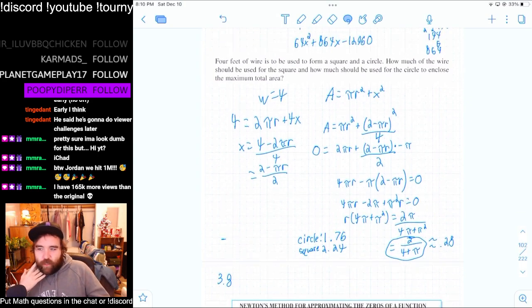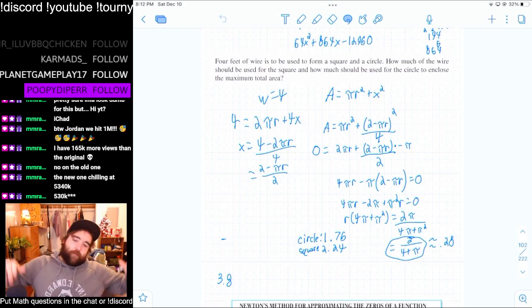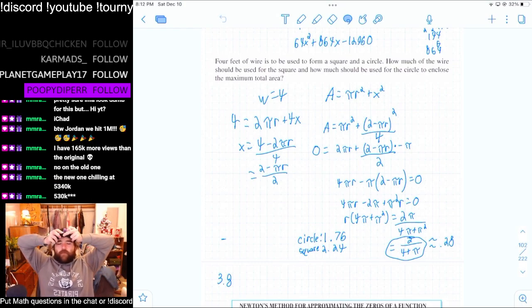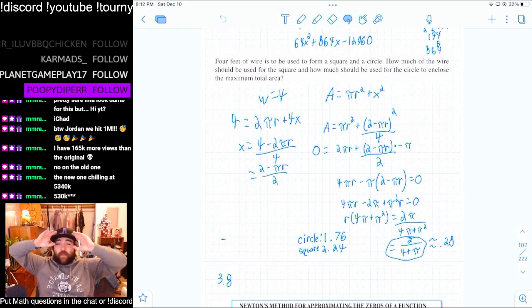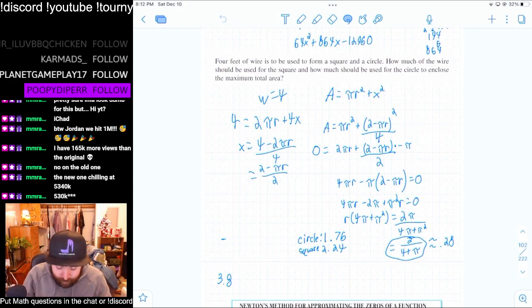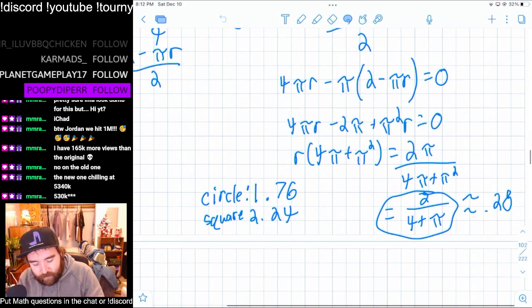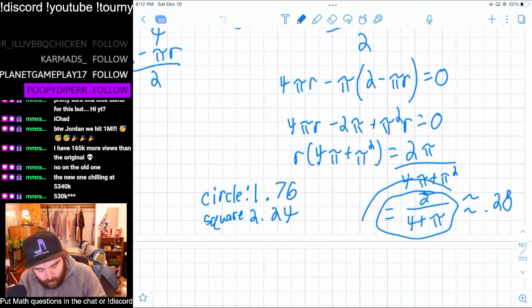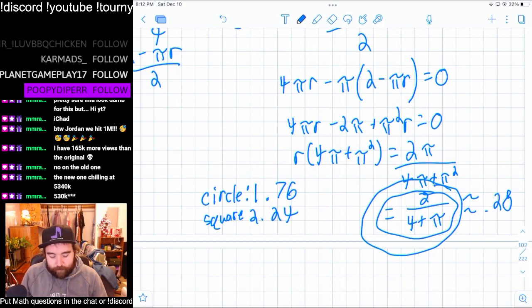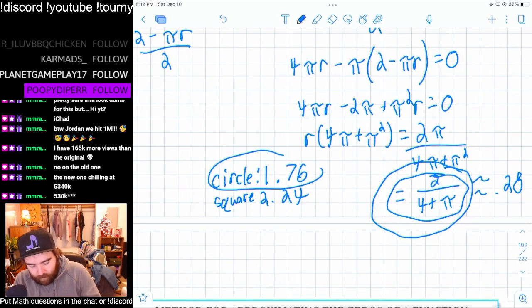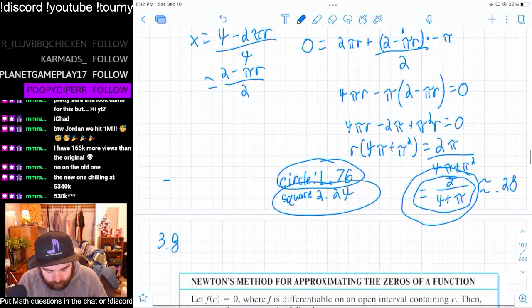Let me pause. I'm going to go look at the answer real quick. All right. So we did all of this properly. But here's what's wrong. We have to look at it now. Maybe we should have done this every other time and we didn't, but it does matter for this. So here's what we found. We found that is a critical value. 2 over 4 plus pi as the radius. Which would get us this much wire for the circle and this much wire for the square.